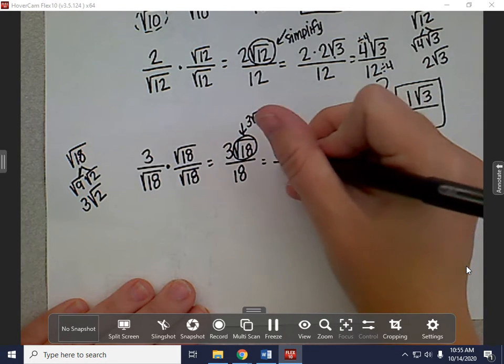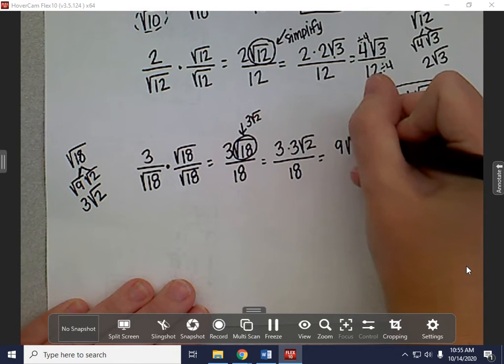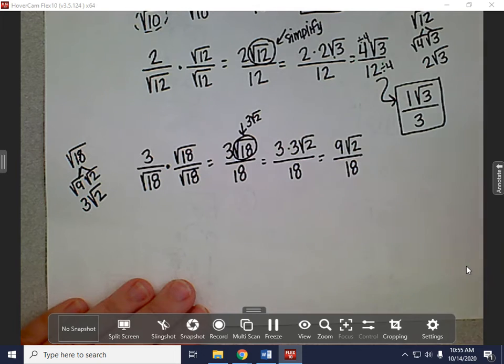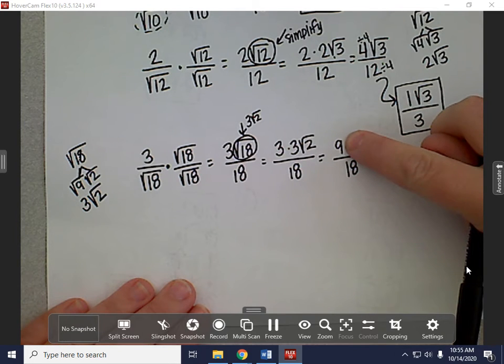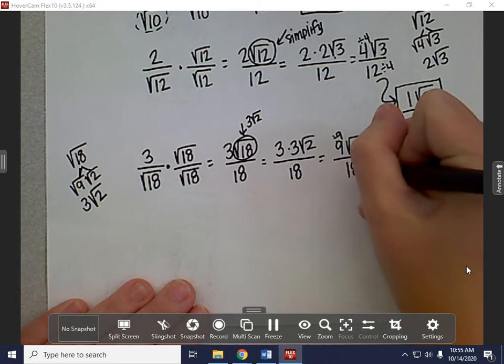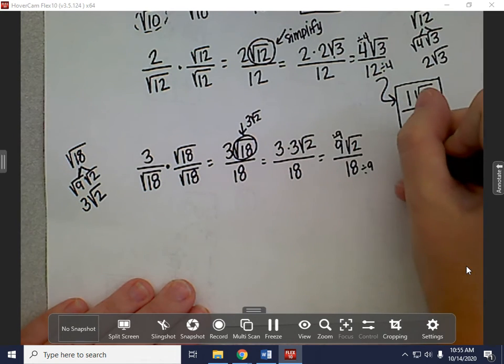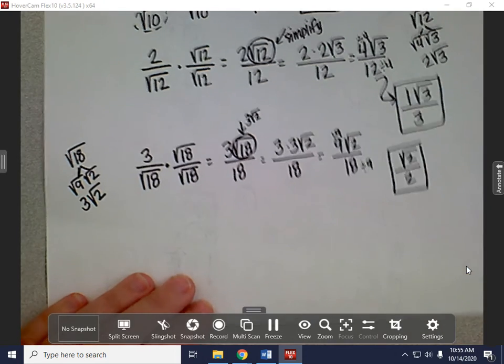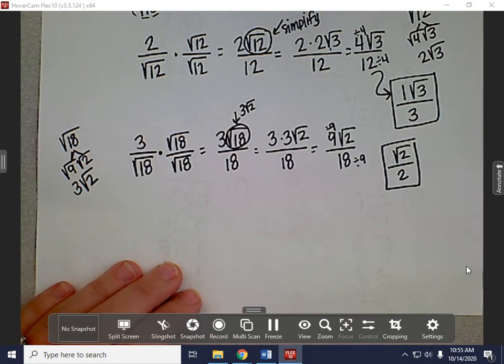I can multiply these two numbers on the outside, 9 square root of 2 over 18. And then last but not least, kind of ignore that radical part and reduce that fraction, 9 over 18. Those are both divisible by 9. Will give you a final answer of square root of 2 over 2. Okay, so a little bit more simplifying, but we're just doing our best to get to the end.